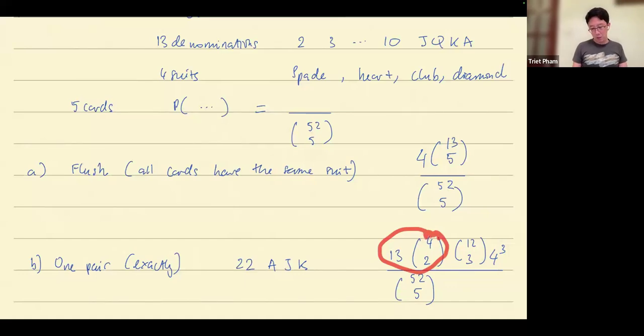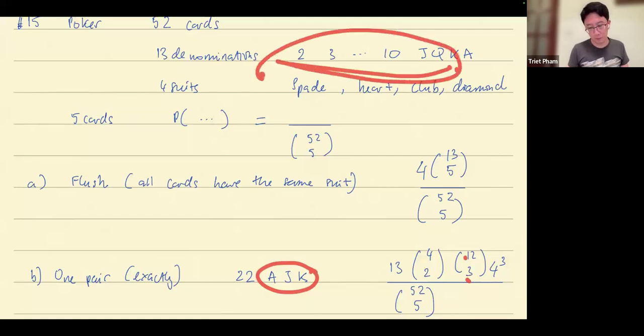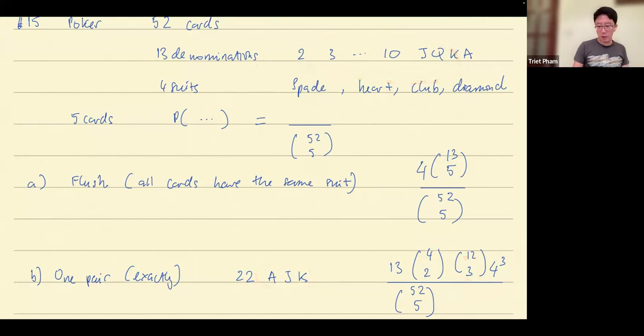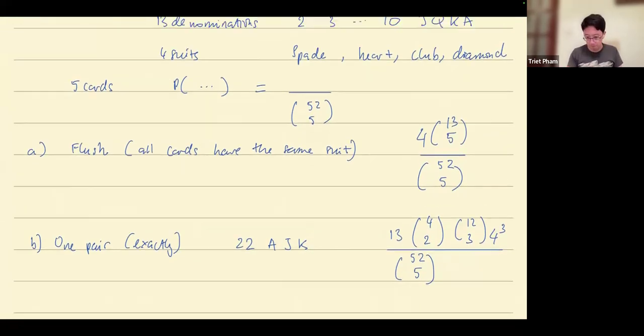Once you settle that, you need to decide on the remaining cards. The remaining cards must not be the same as whatever you chose to be a pair. So out of the 12 remaining denominations, you choose 3 denominations. Notice that this also takes care of the fact that they must be different denominations, because it's 12 choose 3. You pick 3 different denominations out of the 12. But each denomination can come in 4 suits, and that's allowed. So that's why it's 4 cubed. Okay, got it? Yeah.